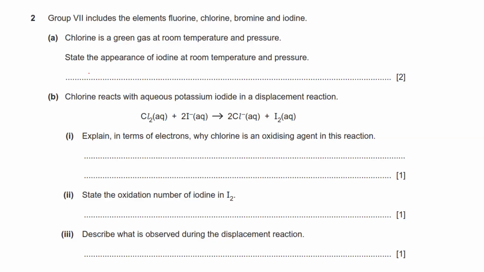It is a solid in nature, black or gray-black solid. Then part B says chlorine reacts with aqueous potassium iodide in a displacement reaction. There's the reaction over here. Explain in terms of electrons why chlorine is an oxidizing agent in this reaction.